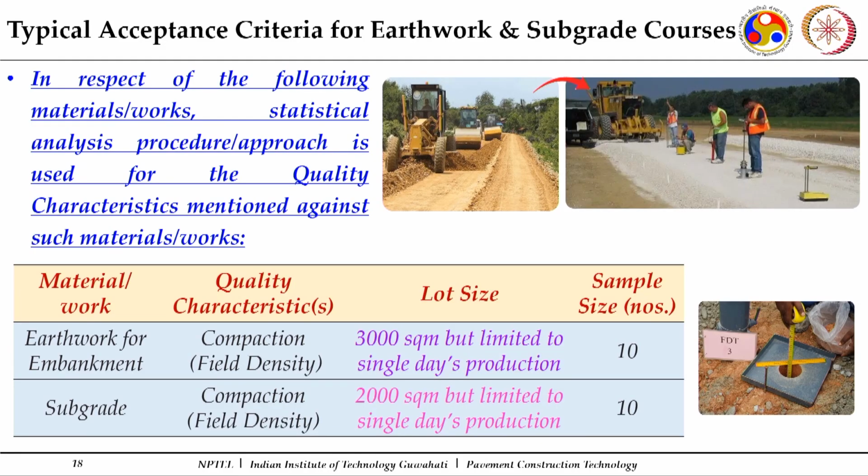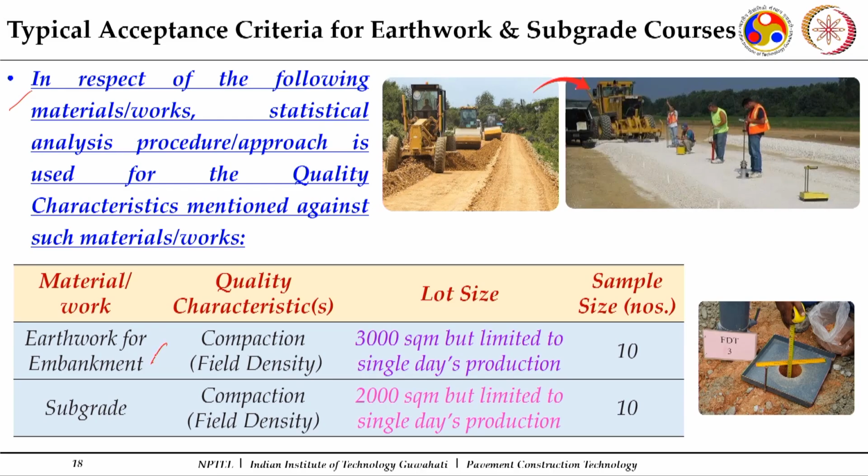On the basis of it, we can release the payment, or we can even give some bonus if we are finding that the quality control is good enough. So, in respect of the following materials and works, a statistical analysis procedure is adopted for the quality control, specifically what it says for the works related to the earthwork.